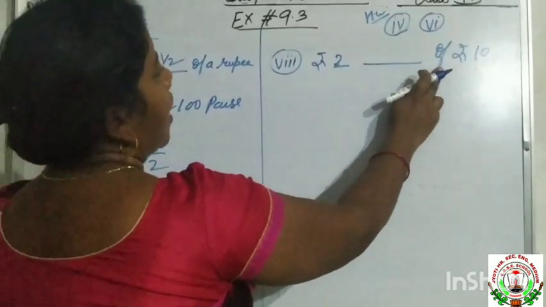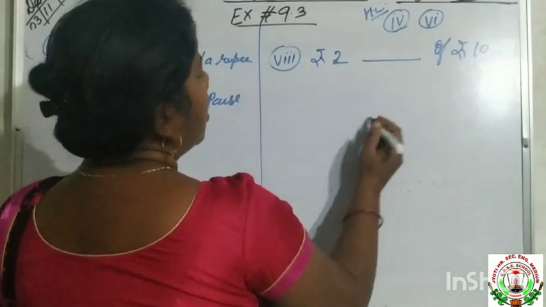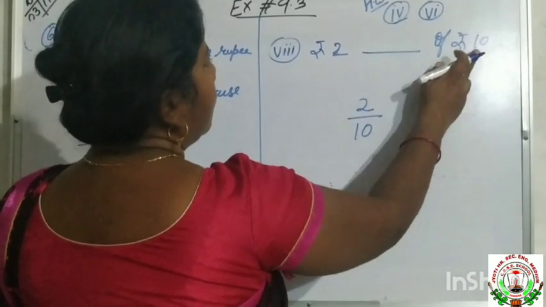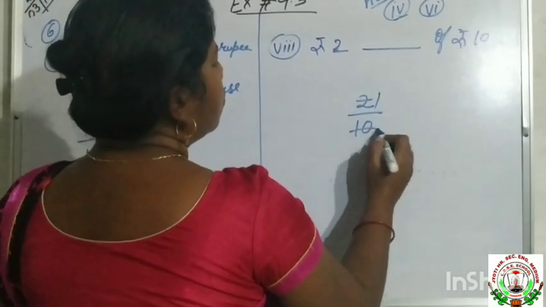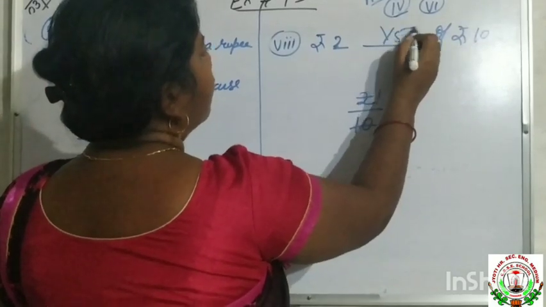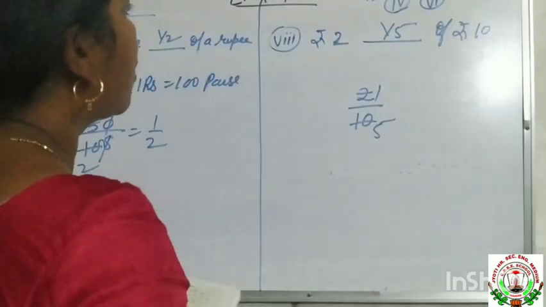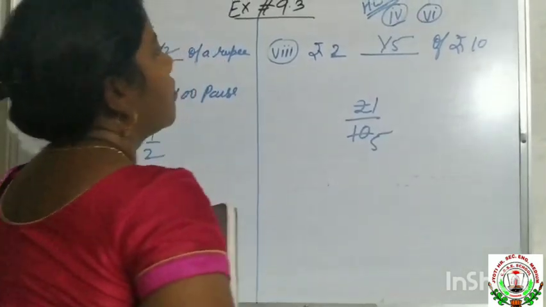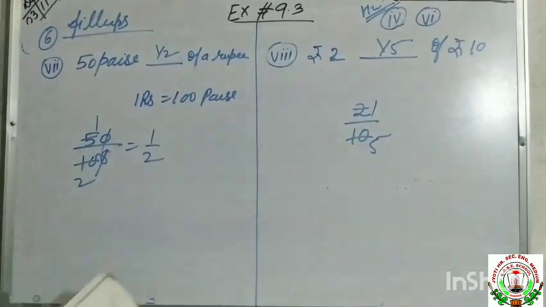Rupees 2 is equal to dash of rupees 10. It is question number 8. Rupees 2 is what part of 10 rupees? That means 2 ones are 2, 2 fives are 10. So 1/5 of rupees 10. Thank you. You will try to do this question. It is your homework. Next class we will start a new exercise, that is 9.4.